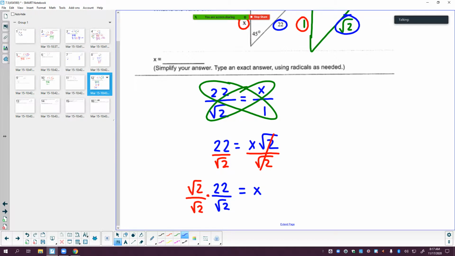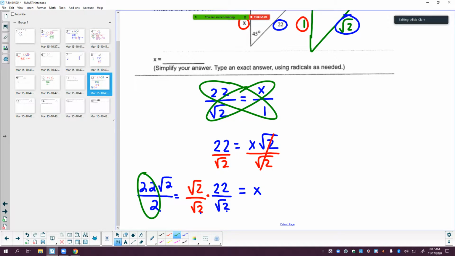Okay, and I'm going kind of backwards here because I wrote it on the wrong side. But if I multiply across, square root of 2 times 22, that's 22 square root of 2. Square root of 2 times square root of 2, multiply the numbers underneath. So 2 times 2 is 4. Square root of 4 is 2. And then you reduce.